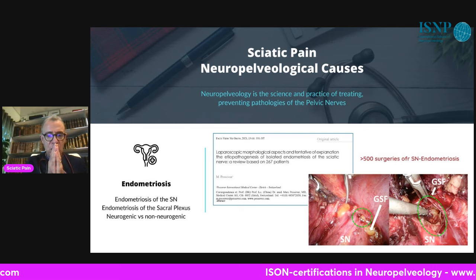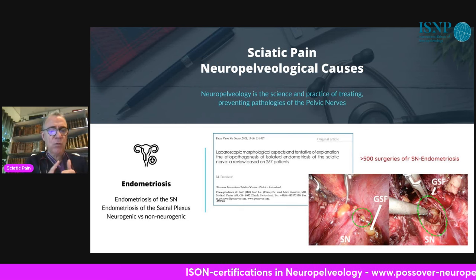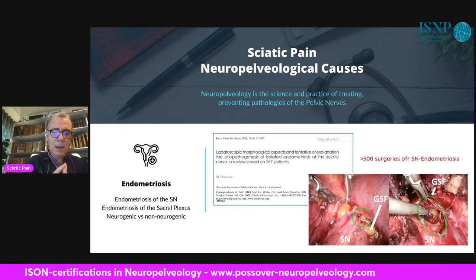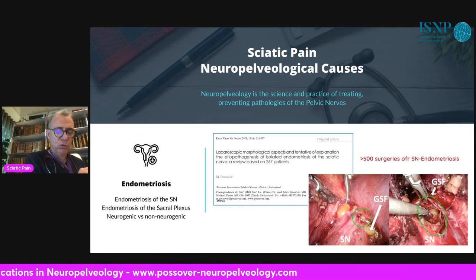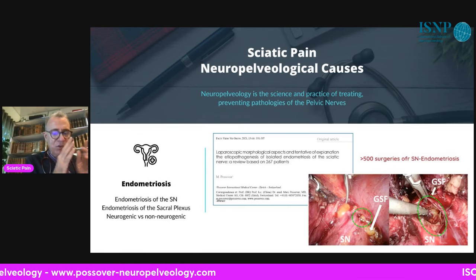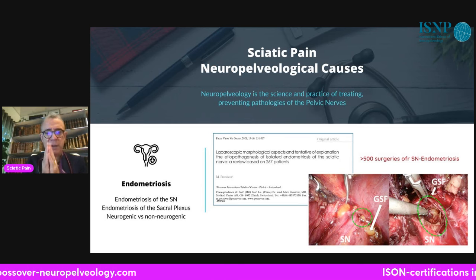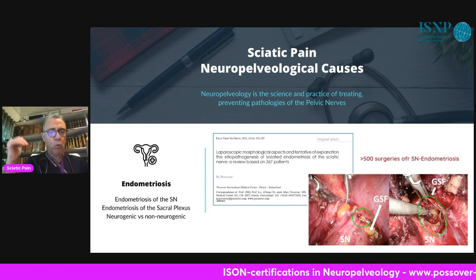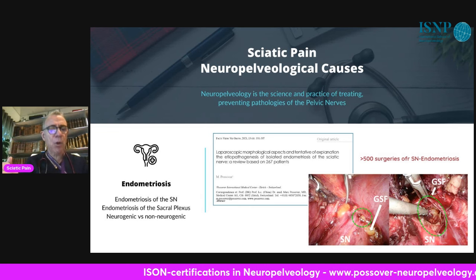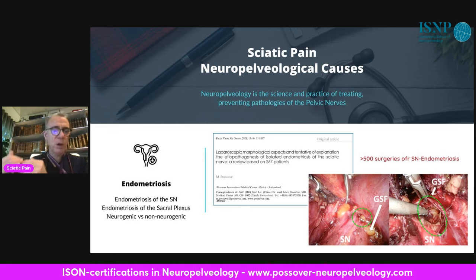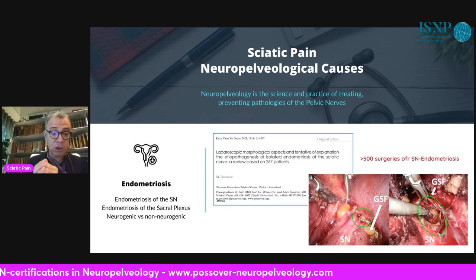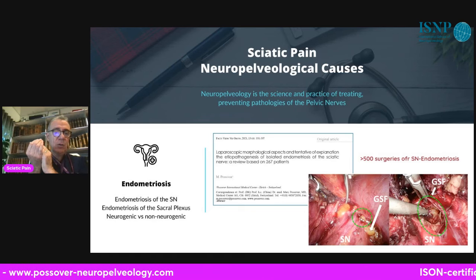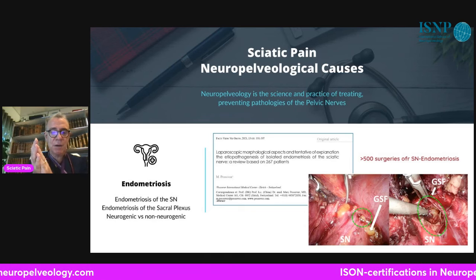Very important to understand is that this kind of endometriosis, you cannot treat it with any hormonal treatment. And it makes no sense to remove the uterus. It will not help. For that, you really need a certified ISO level 3 neuropelveologist who is really trained in the laparoscopic neurosurgery of the sciatic nerve. It's not gynecology, definitely not, to go to the nerve and to resect this endometriosis out of the sciatic nerve.